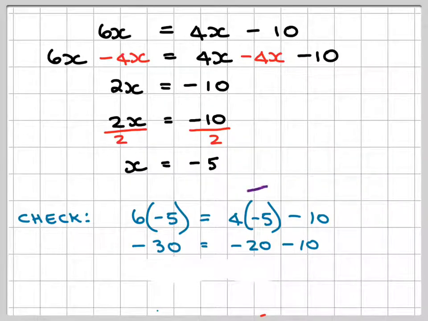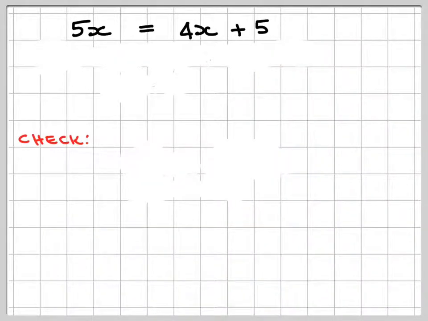So this will be minus 20 minus 10. Yep. Let's simplify it further. Minus 30 equals minus 30. We got the correct answer for x. Okay, that's how you check your equations. You substitute your x value back into the original equation. Let's look at this one.